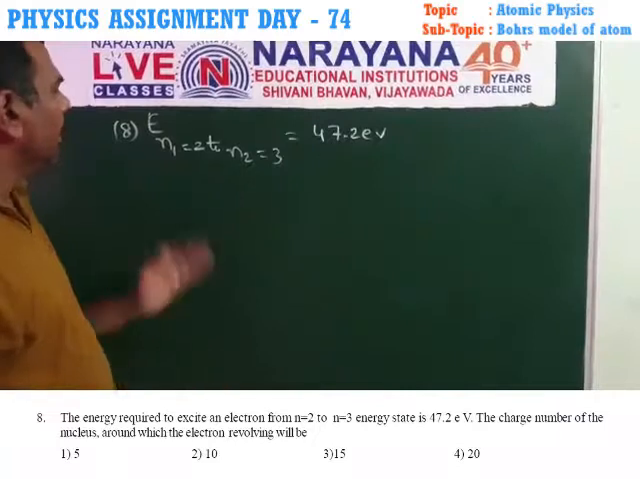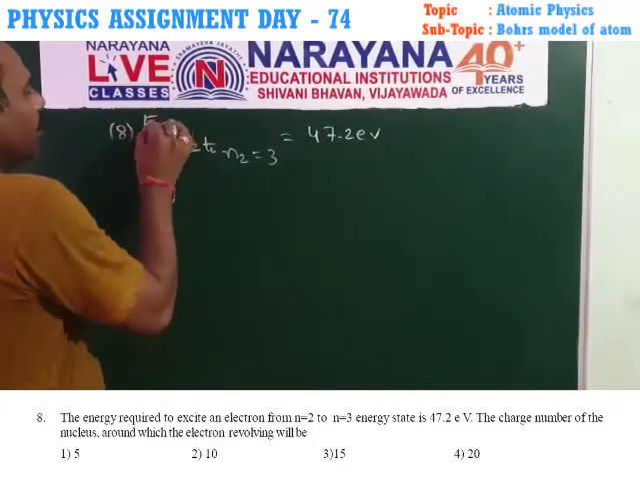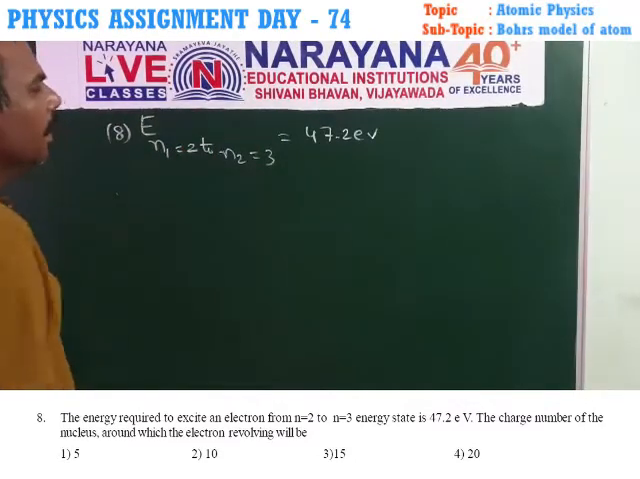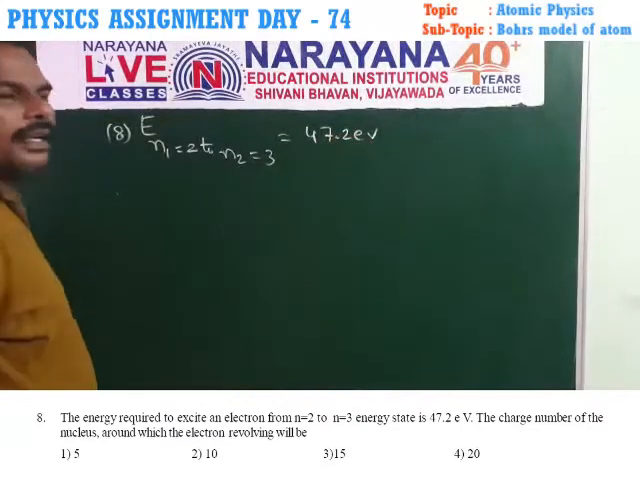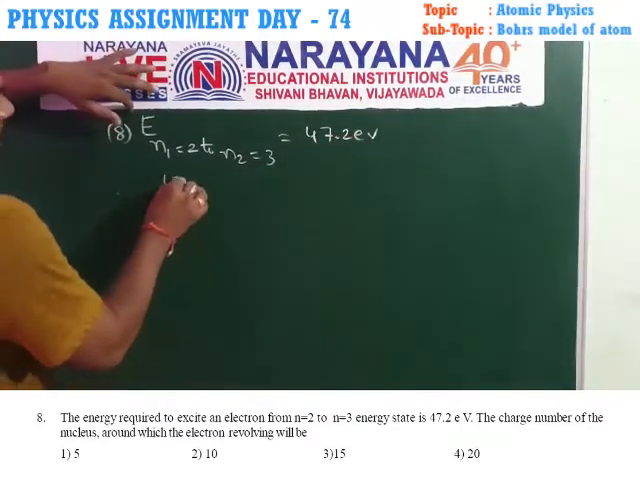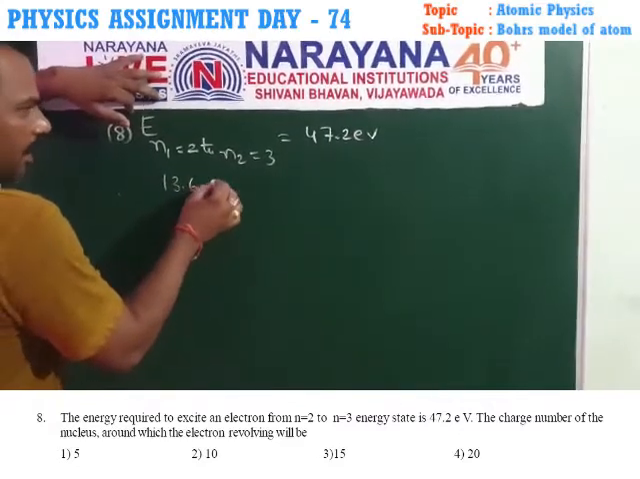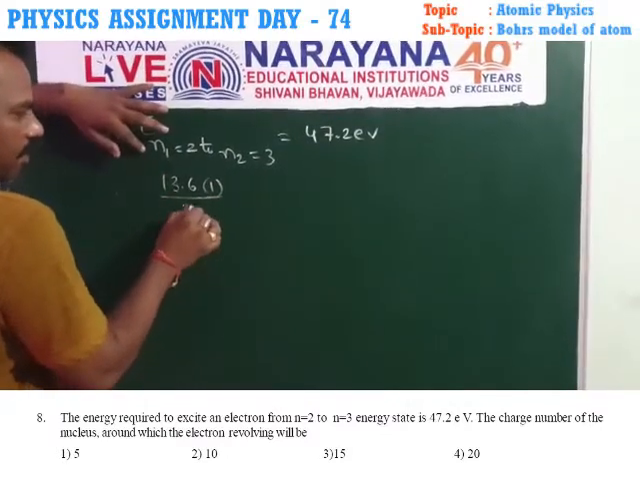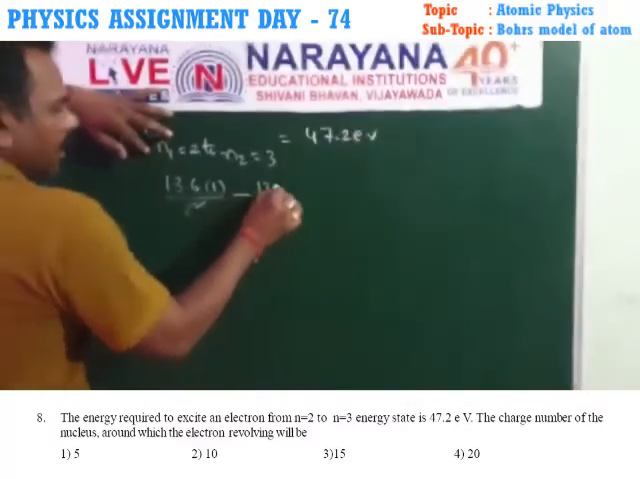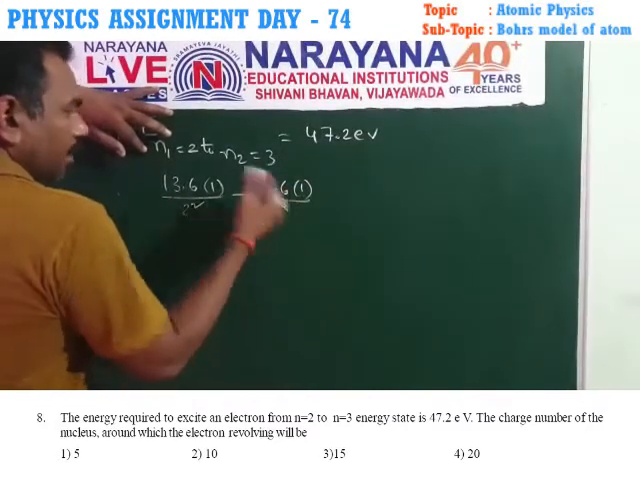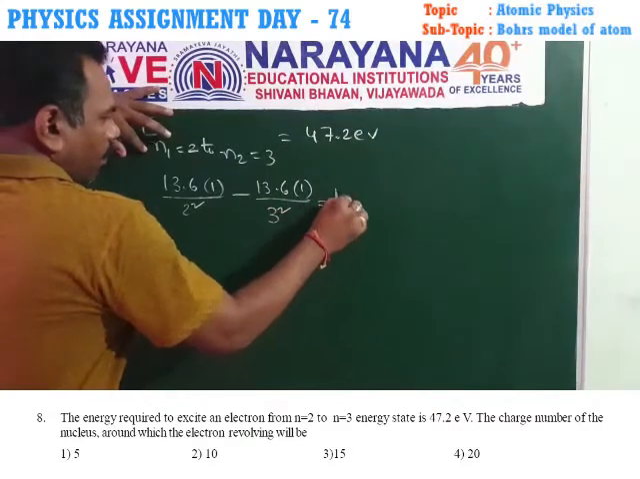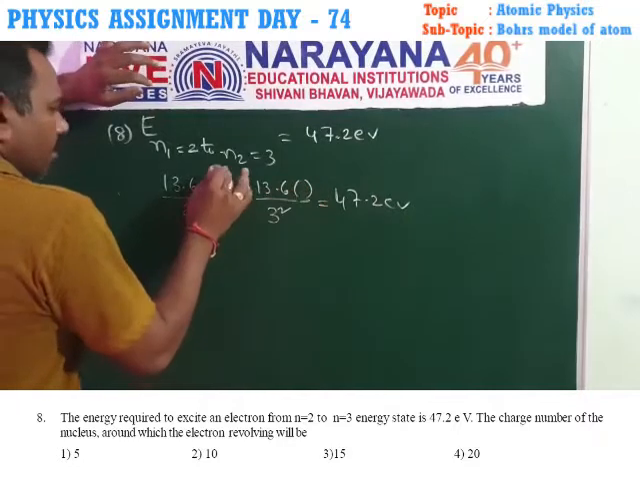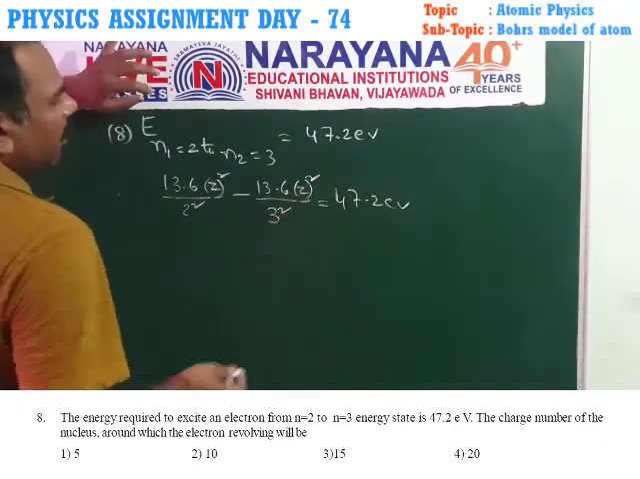The ratio is 9 by 4. In the eighth sum, the energy needed to excite the electron from N1 is equal to second orbit to third orbit is 47.2 electron volts. Here energy needed is 13.6 into Z square by N1 square, so N1 square is 2 square, minus 13.6 into 1 by N2 square, that is 3 square, is equal to 47.2 electron volts. Here Z square is unknown value.